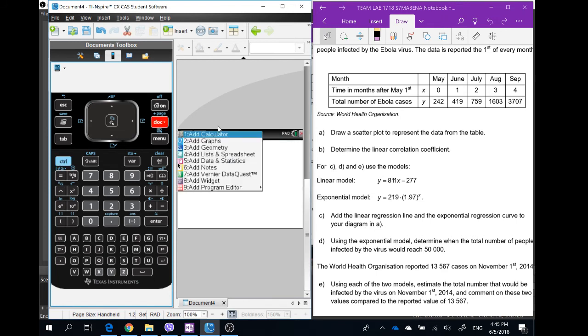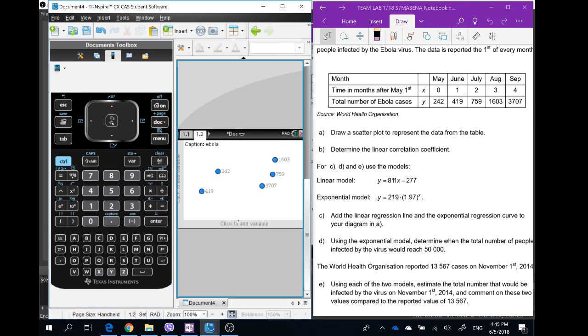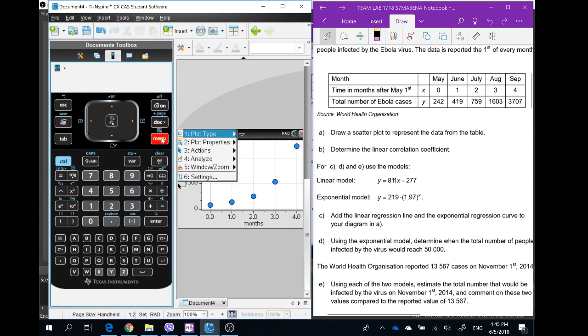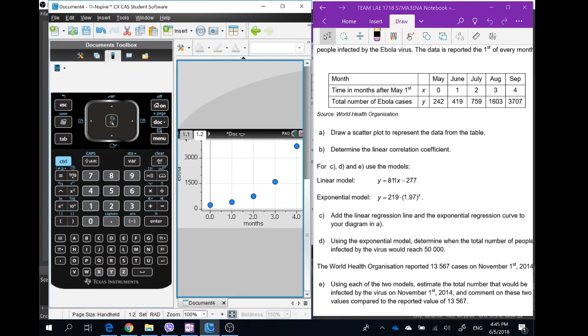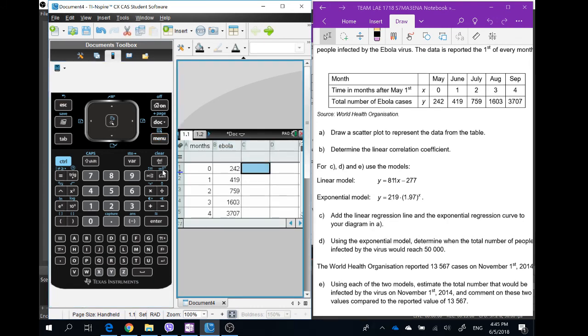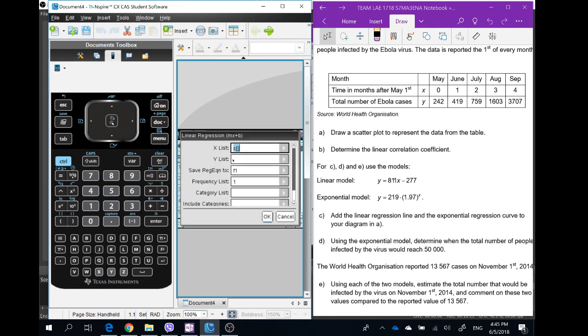Again, control, new page, data, statistics. Here are the months, here are the Ebola cases. This is the scatter plot. See, this is exponential model. Add linear regression line. You can calculate the regression line. Menu, statistics, stat calculations, linear regression. It's always line. Months, Ebola, and you have the regression line.